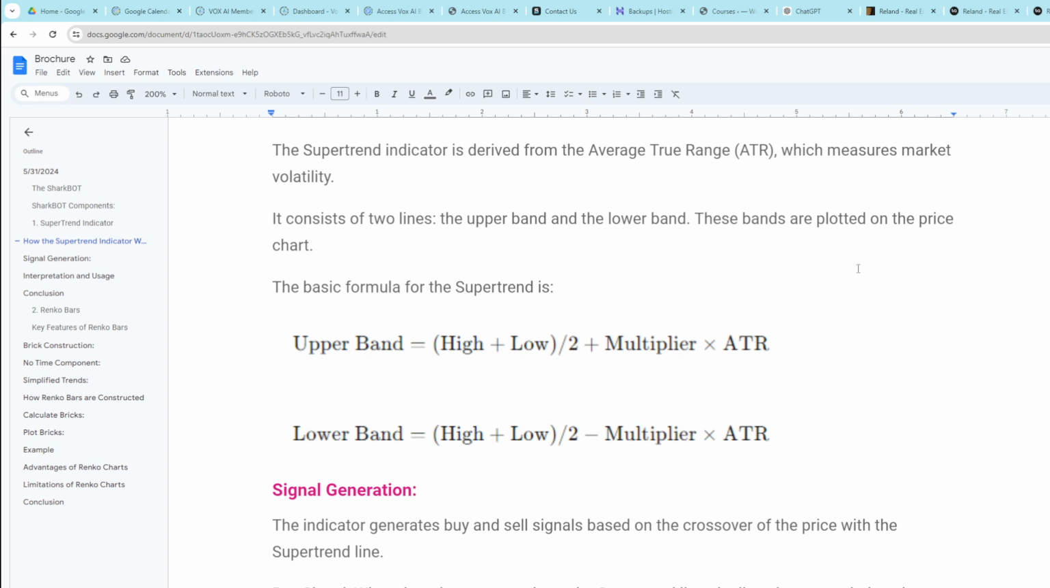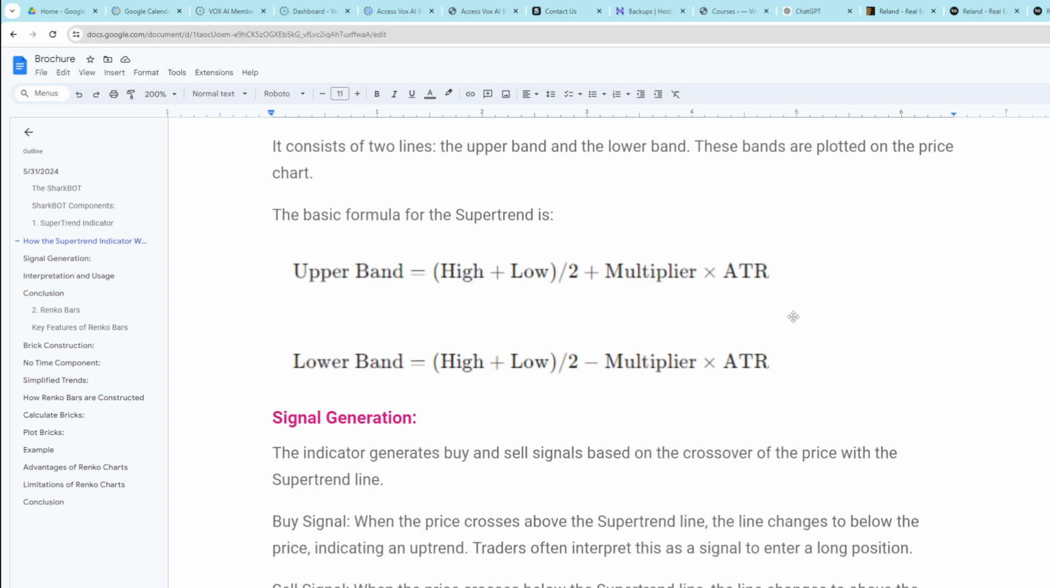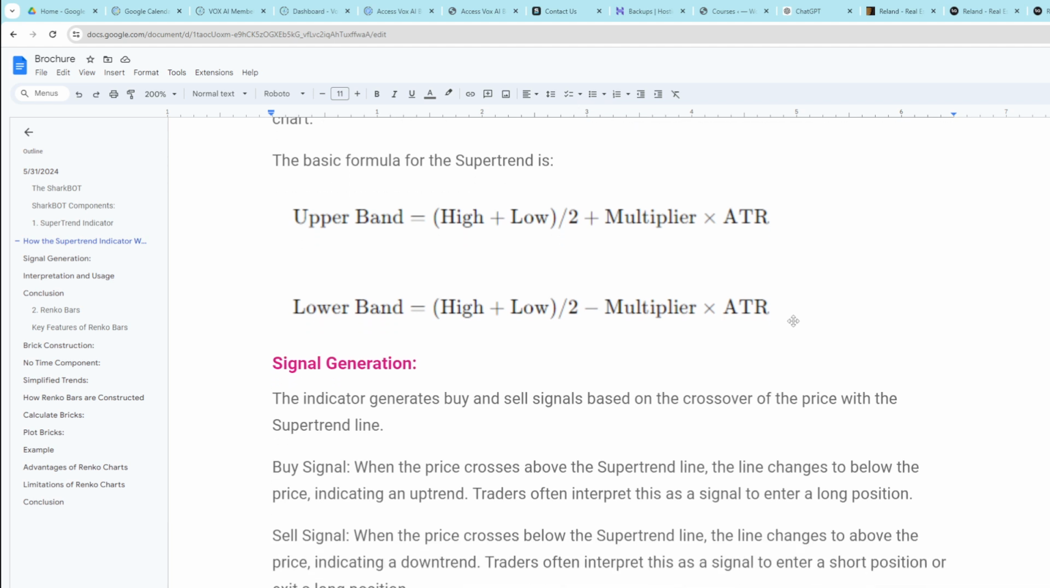Signal generation. The indicator generates buy and sell signals because of the crossover of the price with the super trend line. The buy signal is when the price crosses above the super trend line, the line changes to below the price, indicating an uptrend. Traders often interpret this as a signal to enter a long position. The sell signal is when the price crosses below the super trend line. The line changes to above the price, indicating a downtrend. Traders often interpret this as a signal to enter a short position or exit a long position.